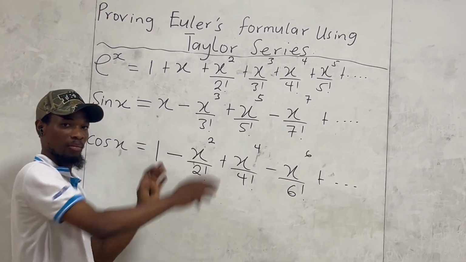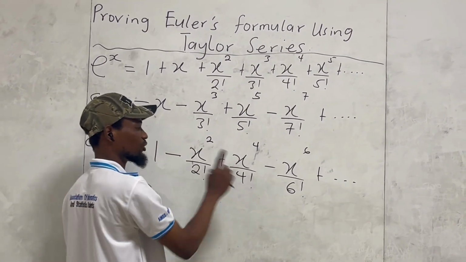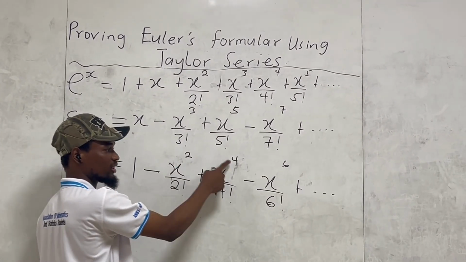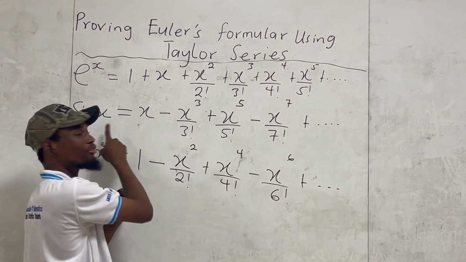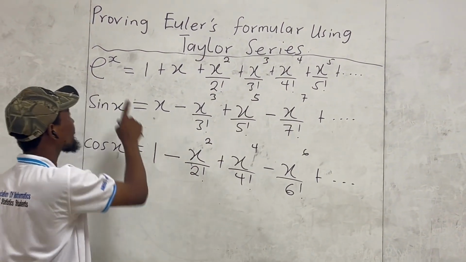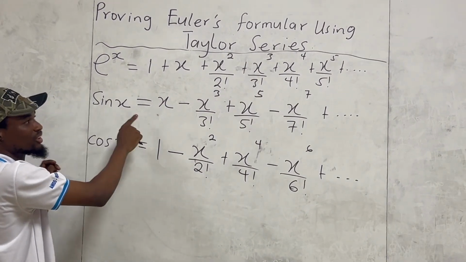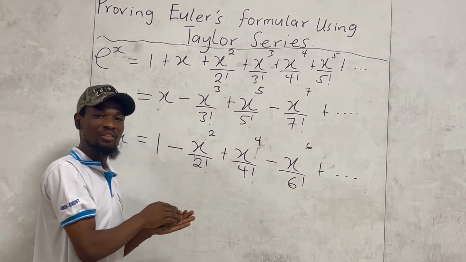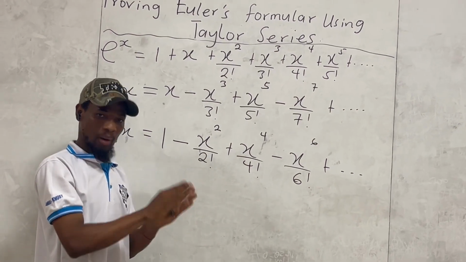So note that for the cos function you have even powers, and for the sine function you have odd powers. And for the exponential function we have a mixture of both even and odd powers.